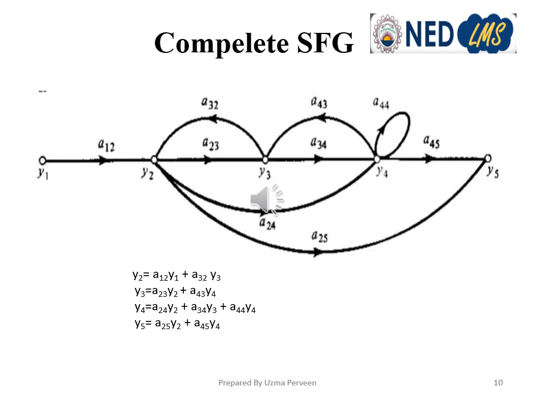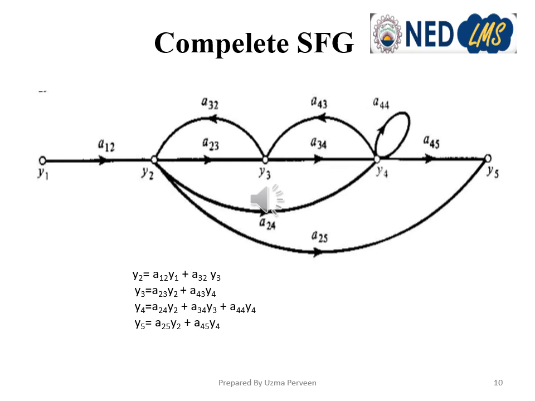Another branch is a45 y4. y5 equals a45 y4. In this case y4 is the input node and y5 is the output node. So the branch will be directed from y4 to y5. This branch y4 to y5 has the associated branch gain a45. So we have written a45.